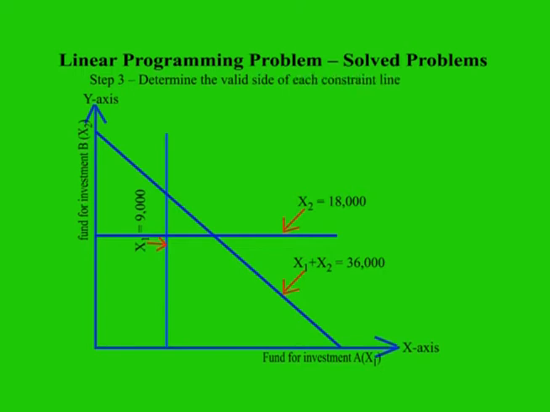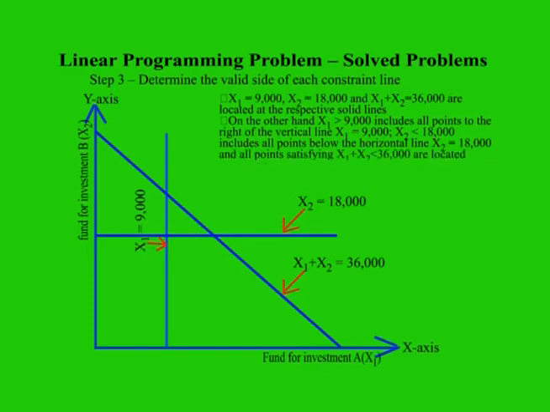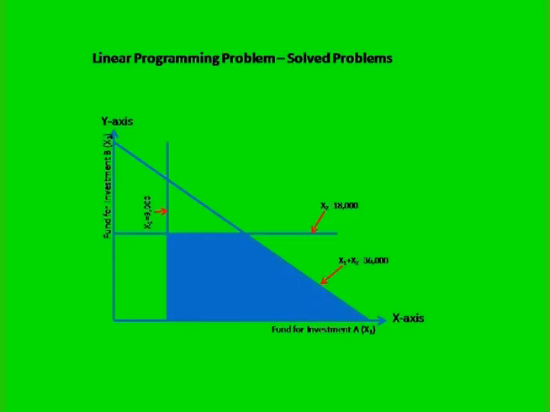All values computed to x1 is equal to 9,000, x2 is equal to 18,000, and x1 plus x2 is equal to 36,000 are located on the respective solid lines. On the other hand, x1 greater than 9,000 includes all points to the right of the vertical line x1 is equal to 9,000. x2 less than 18,000 includes all points below the horizontal line x2 is equal to 18,000. And all points satisfying x1 plus x2 less than 36,000 are located below the slant line x1 plus x2 is equal to 36,000. Thus, the region shaded with blue color is the valid side for all the 3 constraints.